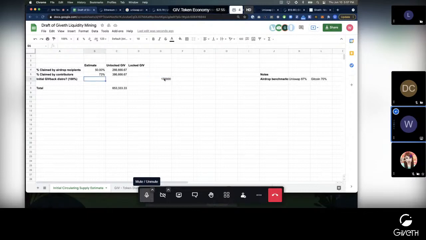And of that being claimed, these are all users who have used Giveth before, so I imagine a good amount will be claimed. I'm going to put 70%, unless anyone objects. That's another suggestion. So this will be.